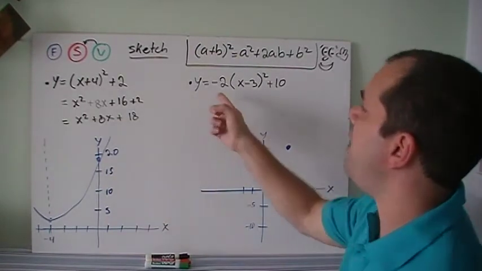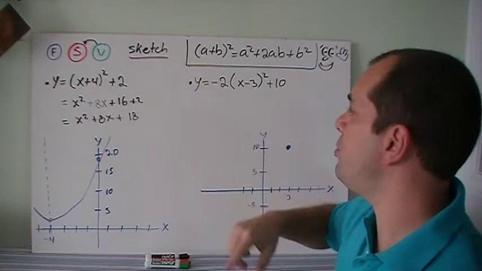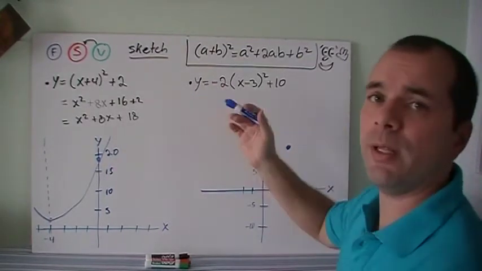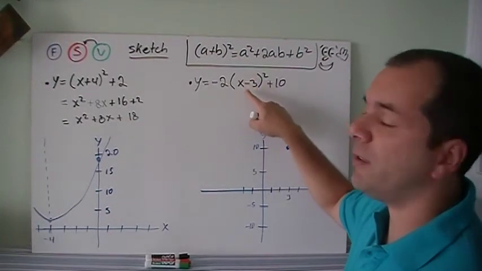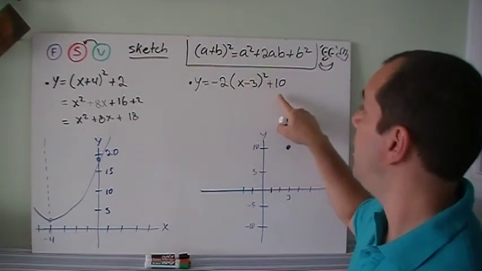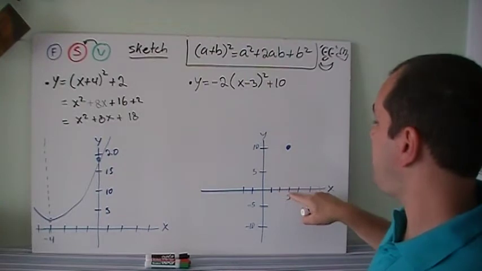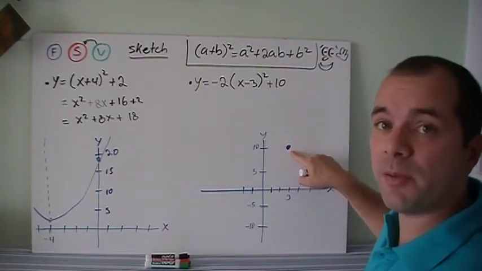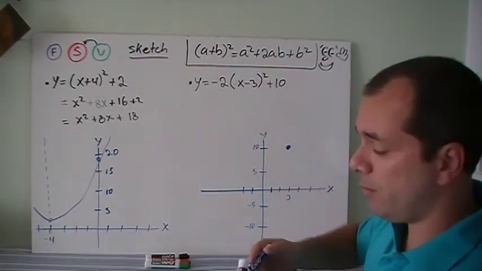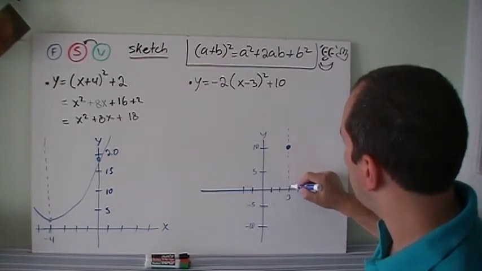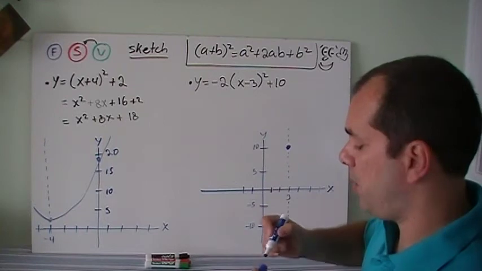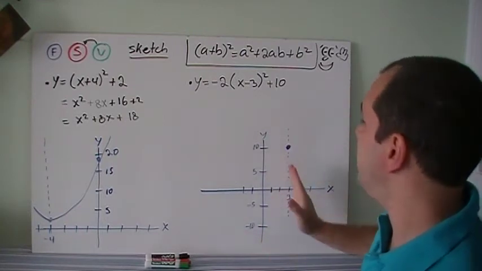What if we have an a value that's not 1? Well, it's got a -2 over here. So it's the same idea. Let's try, it'll be one more step to expand. But I can tell that the vertex here is +3 and 10. So +3 and 10 would be right over there. That's my vertex. This thing will open down. So I know that my axis of symmetry will be going vertically like this.